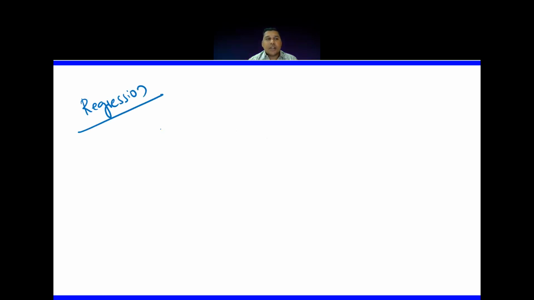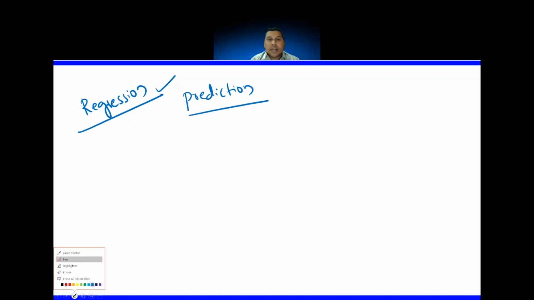Regression is a mathematical concept, not a machine learning concept. In terms of machine learning, it is one of the powerful algorithms we have, mostly used for prediction. We have seen a lot of examples in one of my previous lectures, understanding ML algorithms in simple terms. There we studied that linear regression is used for prediction.